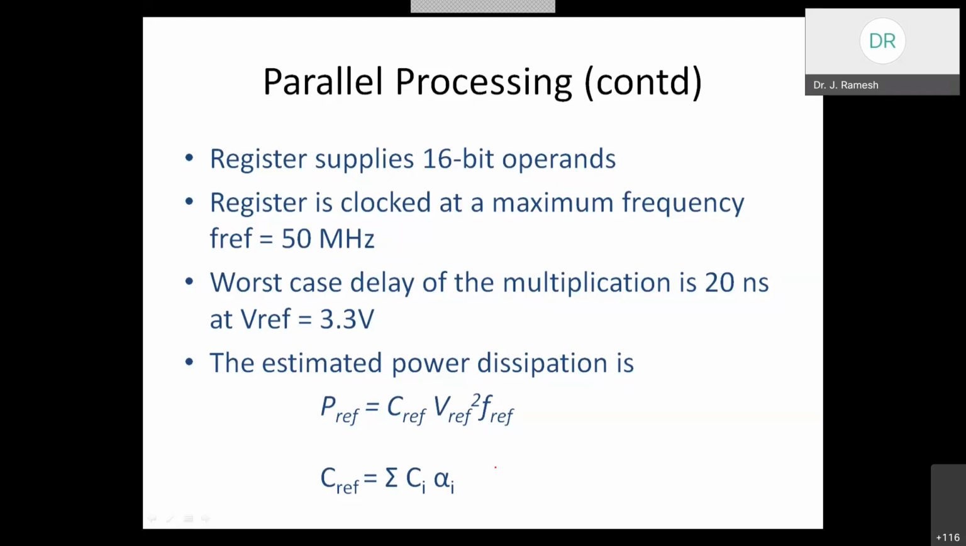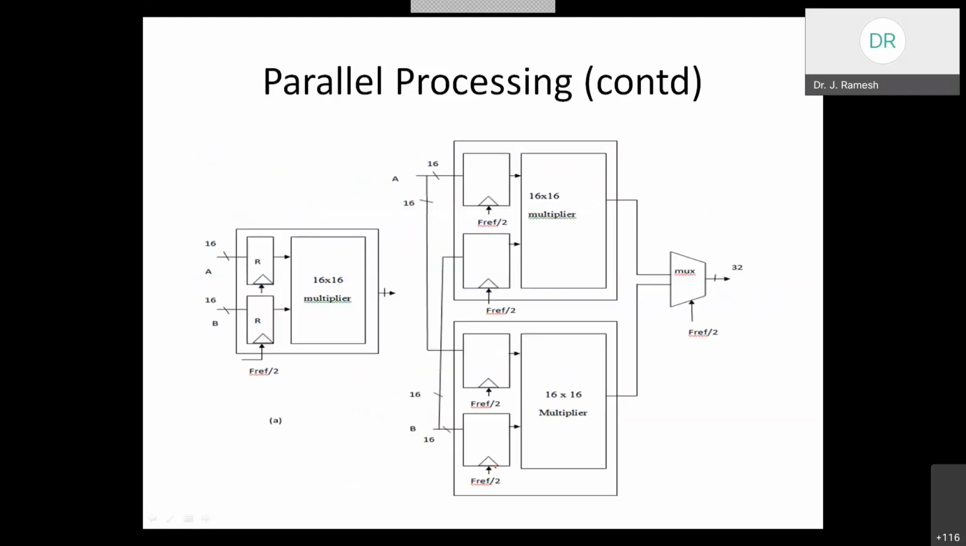And C reference is nothing but the summation of all the node capacitances along with the switching activity pattern, that is sigma C alpha. So that is the C reference, and that is the uniprocessor. What we have seen, the power expression is for the uniprocessor. Here the 16-bit operands are supplied by two registers. Both the registers will be supplying the 16-bit operands to the 16 cross 16 multiplier. So you can see it is a uniprocessor, so we have not gone for any parallelism or pipeline.